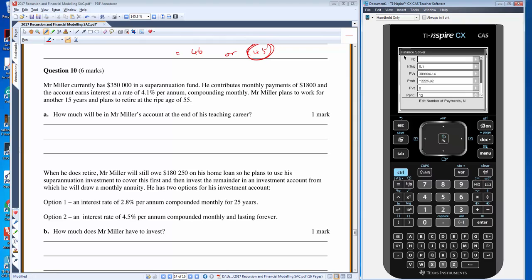Okay, so we've got 15 years of payments at an interest rate of 4.1. The present value, I'm giving that to the superannuation fund, so that's a negative amount, 350 grand, and I'm paying an extra amount there, and 12 and 12. Okay, so this will tell us how much I'm going to get. Okay, what have I done wrong there? Because that's too small.